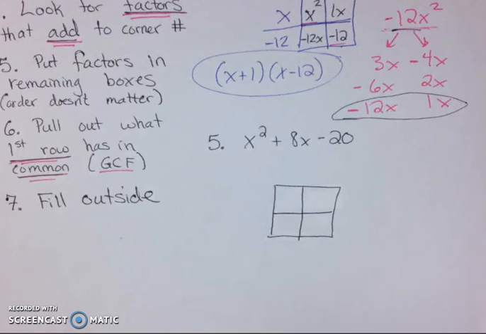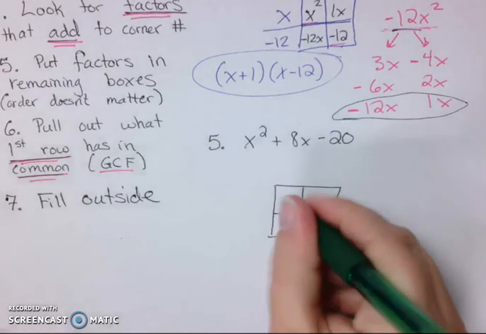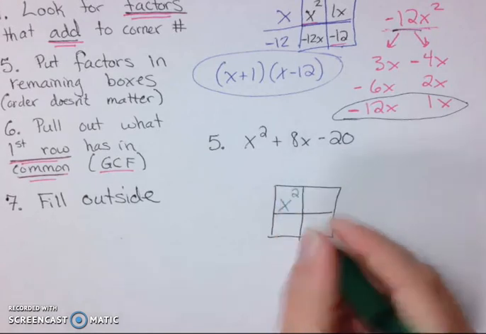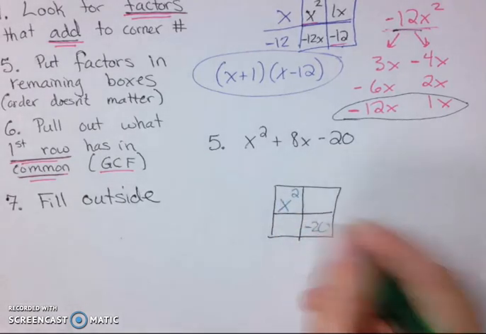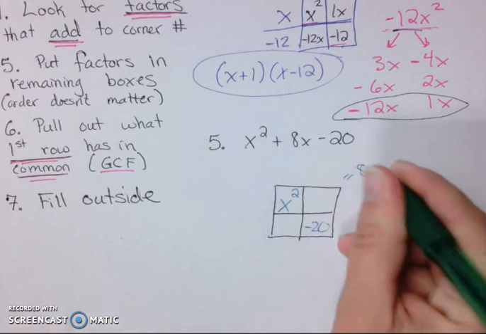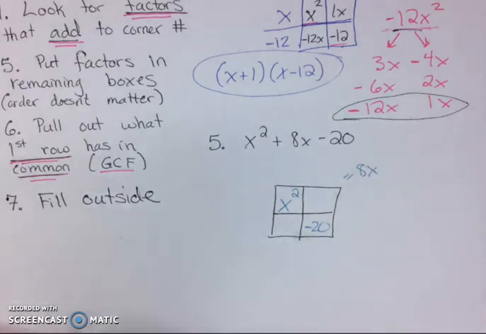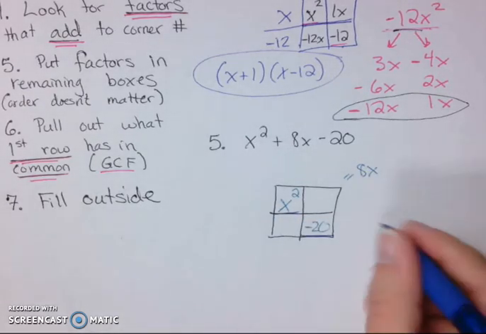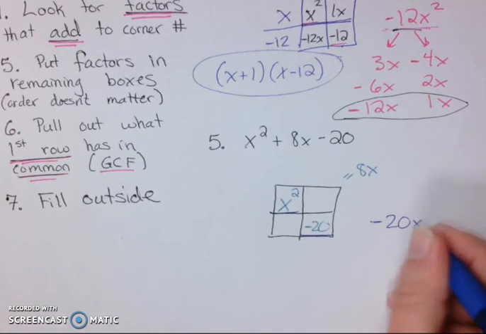All right, go ahead and pause the video if you need to. Copy this down. First term in first box, last in the last. Middle off to the corner. Okay, don't forget to multiply these together. I get negative 20x squared when I multiply them.